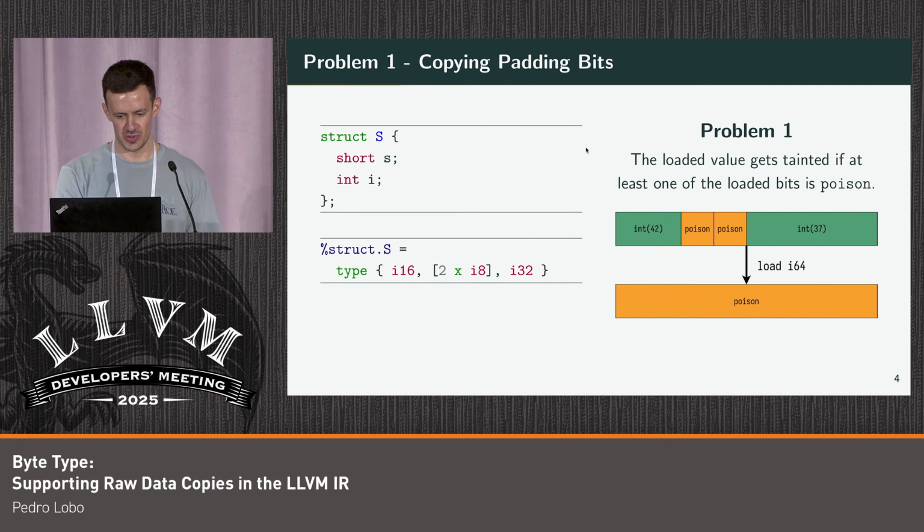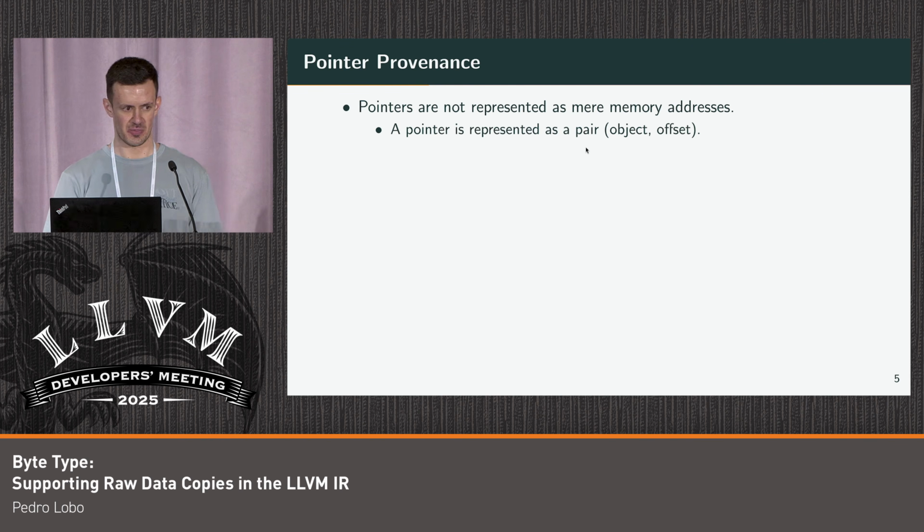So to give a background on the second problem, which lies in copying pointers, I will now briefly introduce the concept of pointer provenance, which is not widely known. As some of you might already know, pointers in LLVM are not represented as plain integer values. These are represented by some additional metadata that is meant to be used to justify optimizations. So, we can represent a pointer as an object identifier and an offset value.